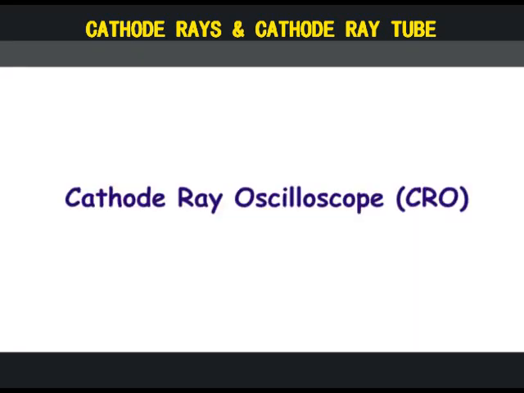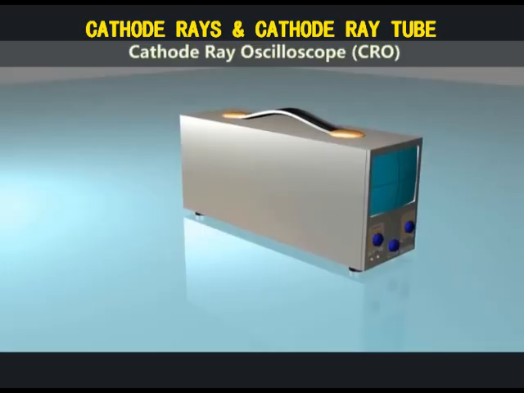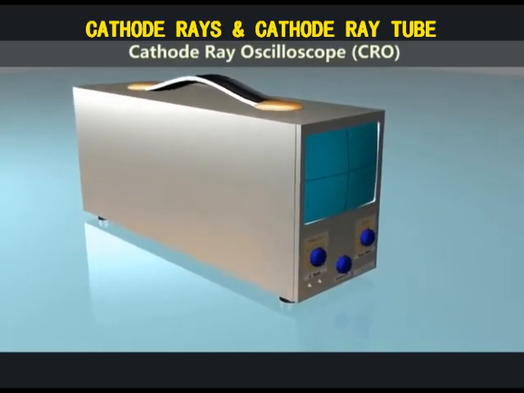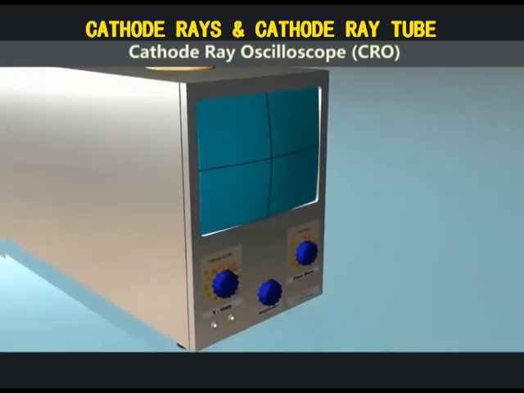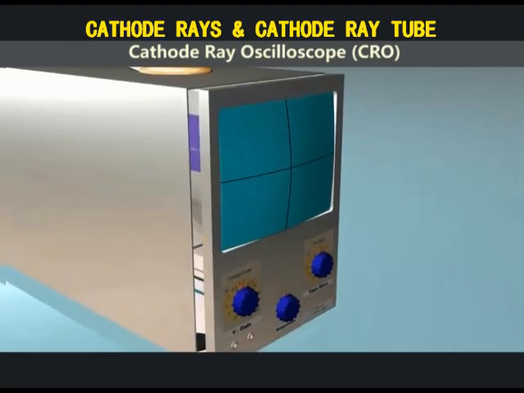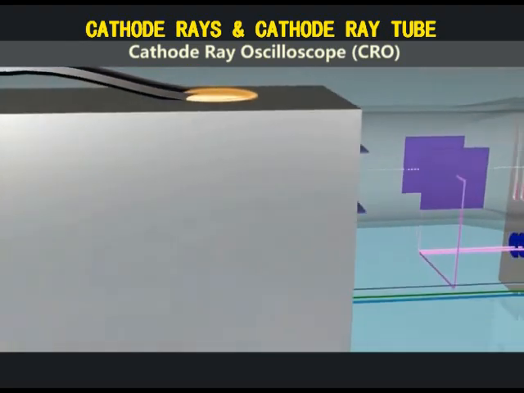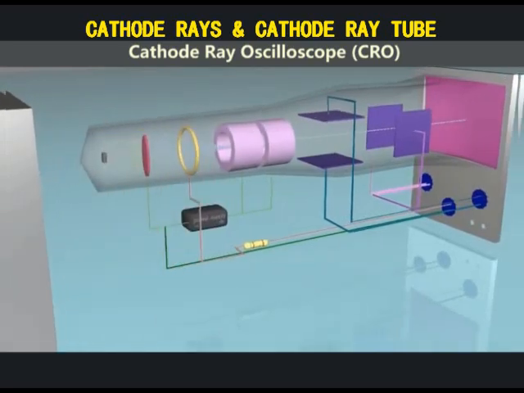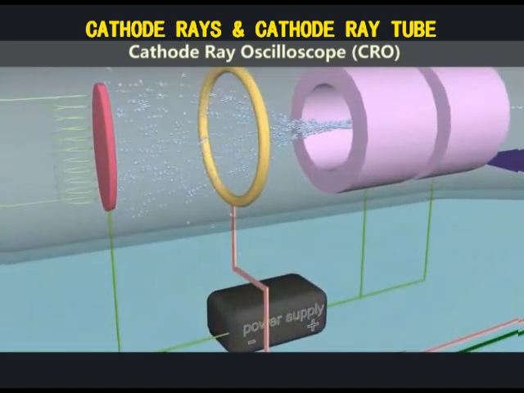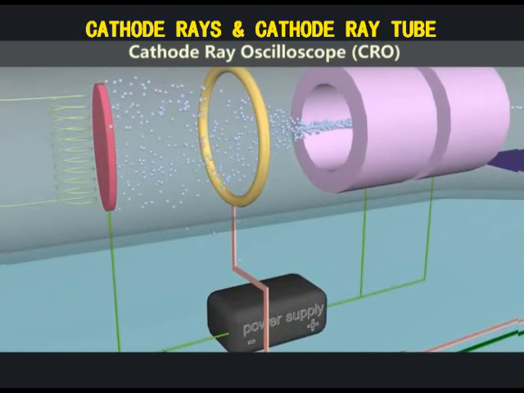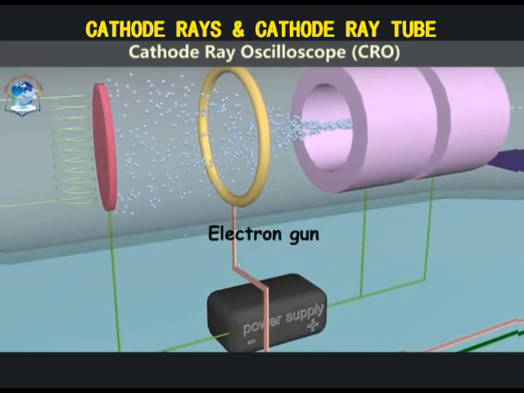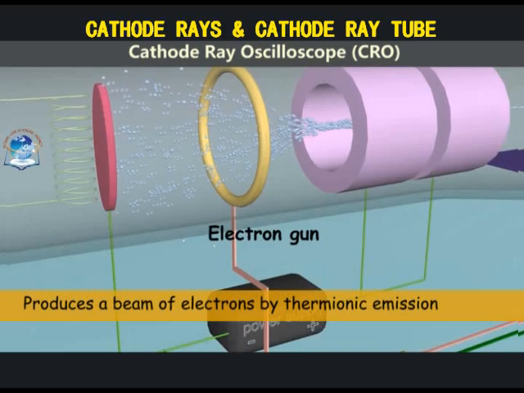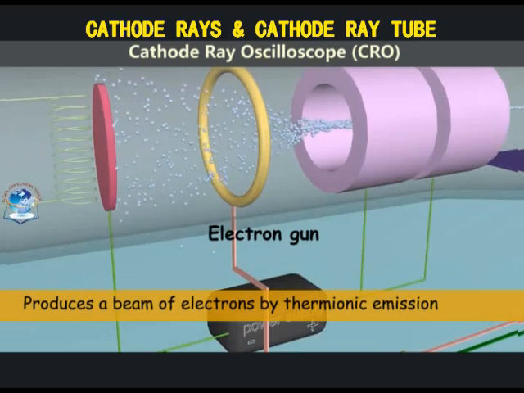Let's talk about the cathode ray oscilloscope. Now some modifications are made to the cathode ray tube to develop the cathode ray oscilloscope, or the CRO. The CRO is built up of three main parts. The first part, which looks like the cathode ray tube but with a few modifications, is called the electron gun. This part produces electrons by the process of thermionic emission.